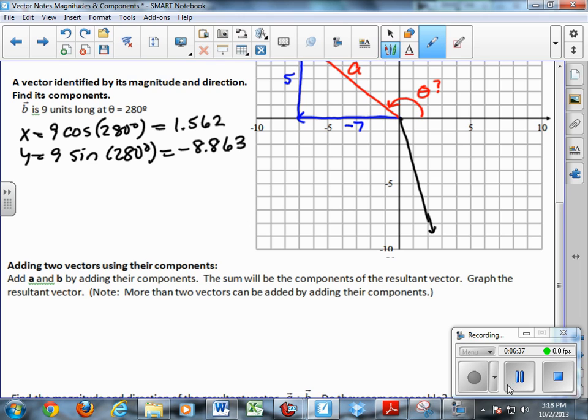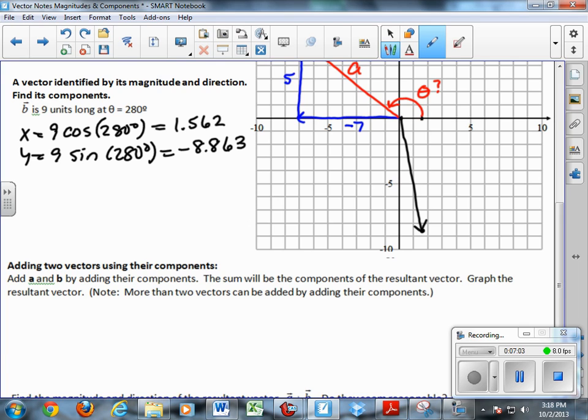Now this will allow me to more closely plot this vector. So I'm going to erase my vector and redraw it using the components now. 1.56, that's about right here, negative 8.8, about right here. So it looks like I was pretty close when I drew the vector before, but this is a little more accurate here.